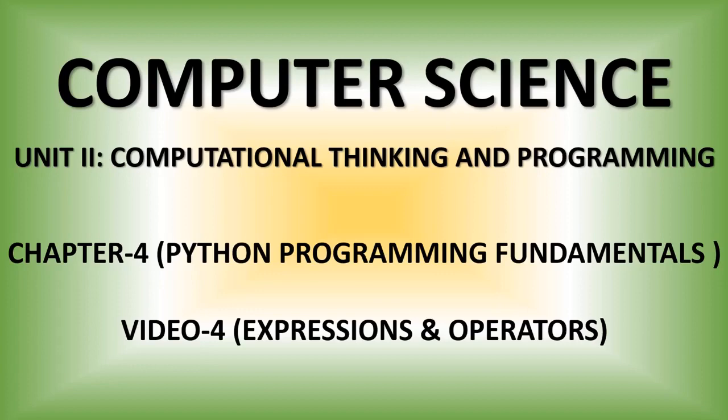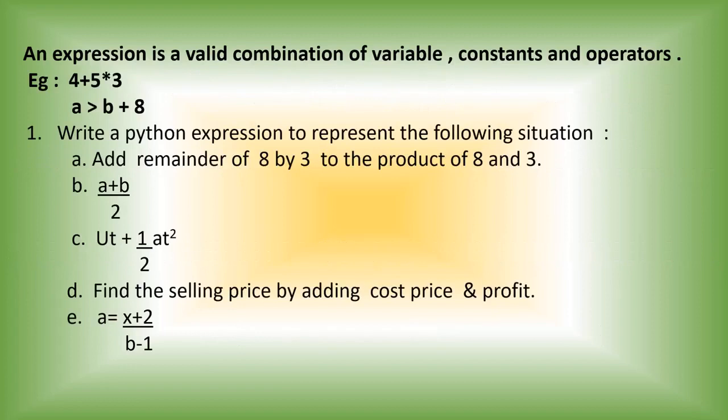Expression means a valid combination of variables, constants and operators. Expressions are any valid combination of variables, literals and operators. You can see one example that I have written over there: 4 plus 5 into 3. That is an expression. It has operators and the values also.